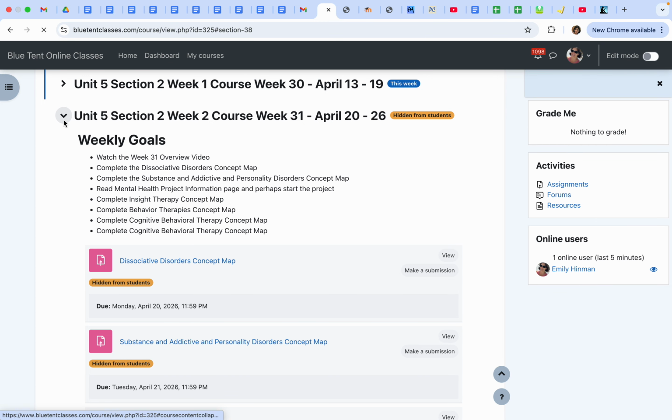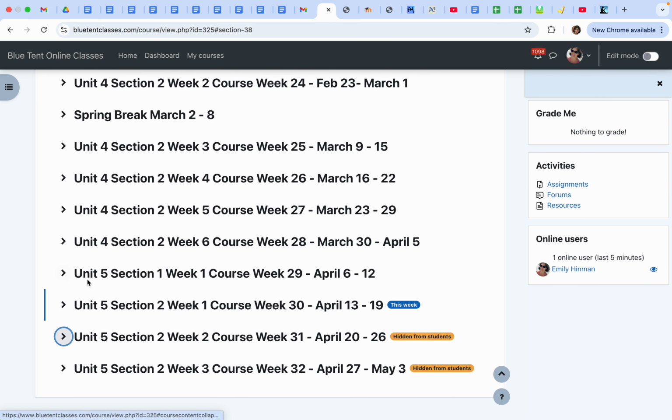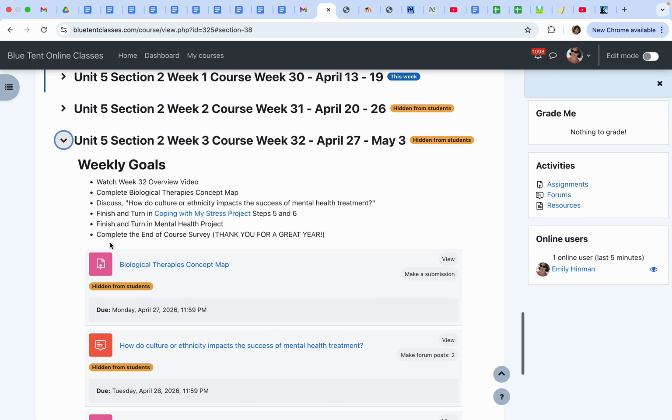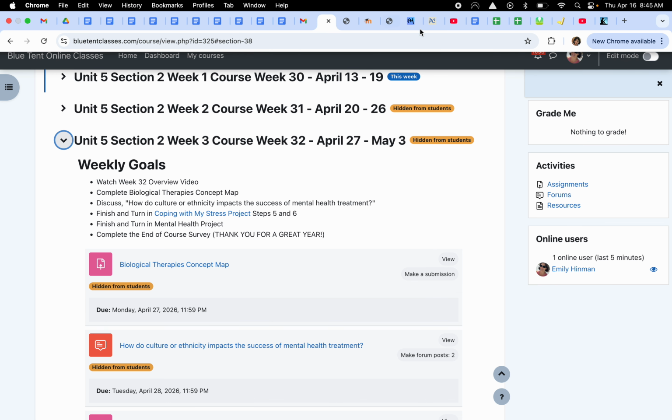And then next week, we're going to finish. In the last week, you finish the different types of treatments and you finish your project. We have two ongoing projects right now: the stress project and now this mental health project. And then you're done. So it's very cool. If you have any questions, let me know.